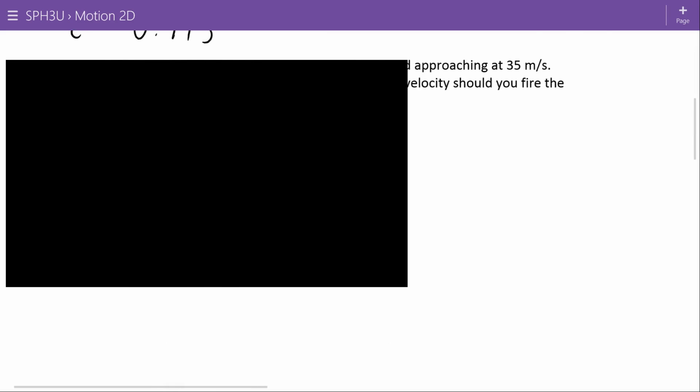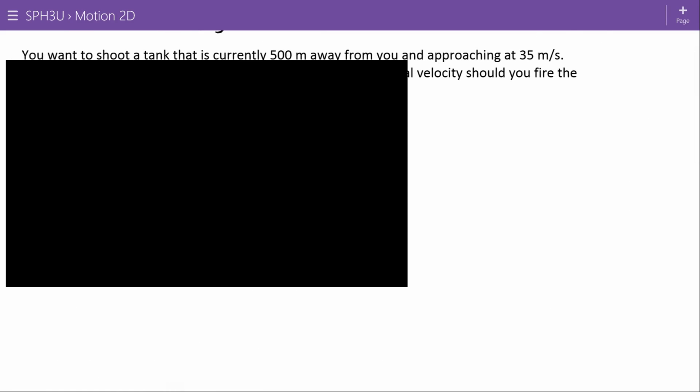Okay, as a secondary question here, this is going to be a little bit trickier. Now we're going to have our projectile question, and we're going to combine that projectile question with a moving target. You want to shoot a tank that is currently 500 meters away. So here's the little tank.